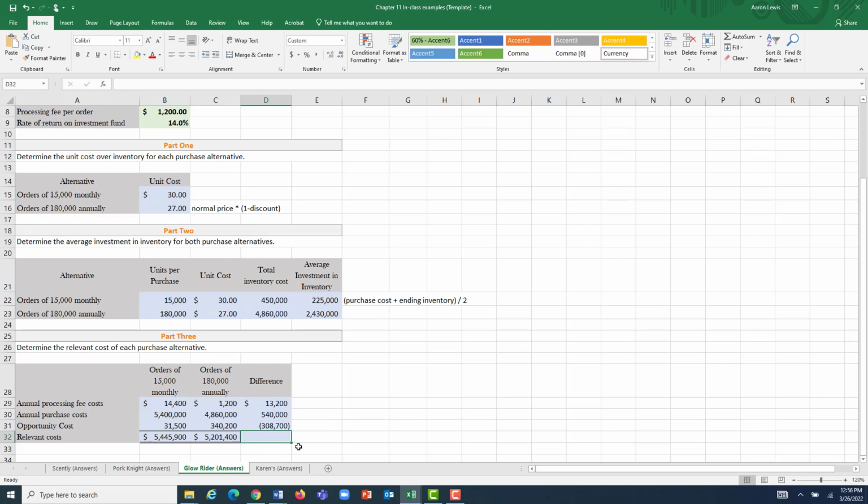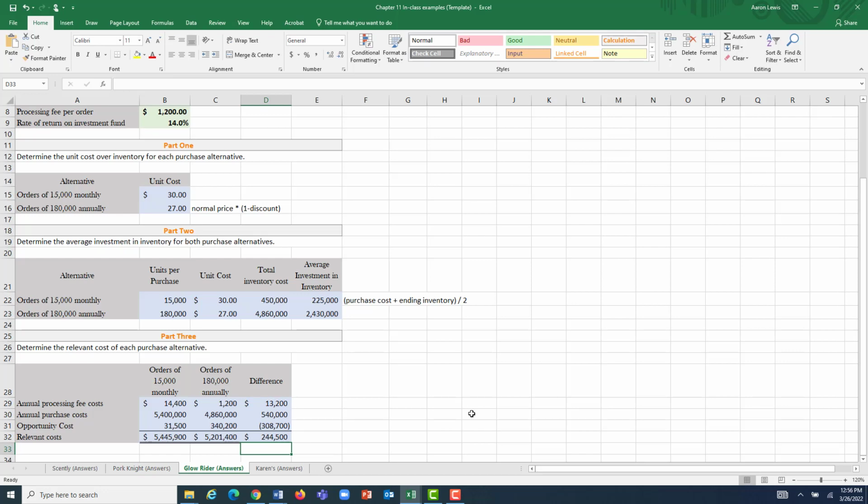Let's check to make sure our math works first. This number over here in the bottom right corner, the total difference of your relevant cost, should be equal to not just the difference between decision 1 and decision 2, in this case $244,500, but it should also be equal to the sum of the three numbers in the difference column above it. So I'll go that way too. And there you go, $244,500.